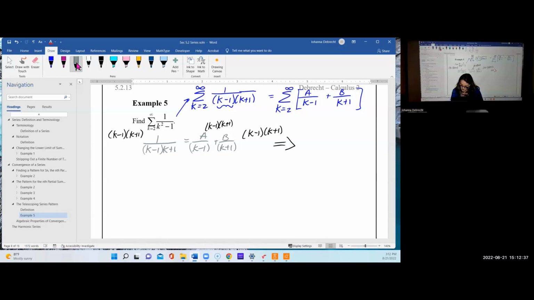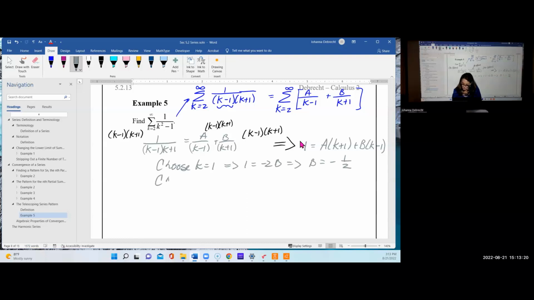So this gives rise to the following equation. On the left, all that's left is the numerator 1. On the right, I have A times k plus 1 plus B times k minus 1. Right? And then I choose wisely. So the first thing I'm going to choose is k equal negative 1. And if k is negative 1, then this term drops out completely, and I get negative 2B equal 1, which implies that B is negative 1/2.